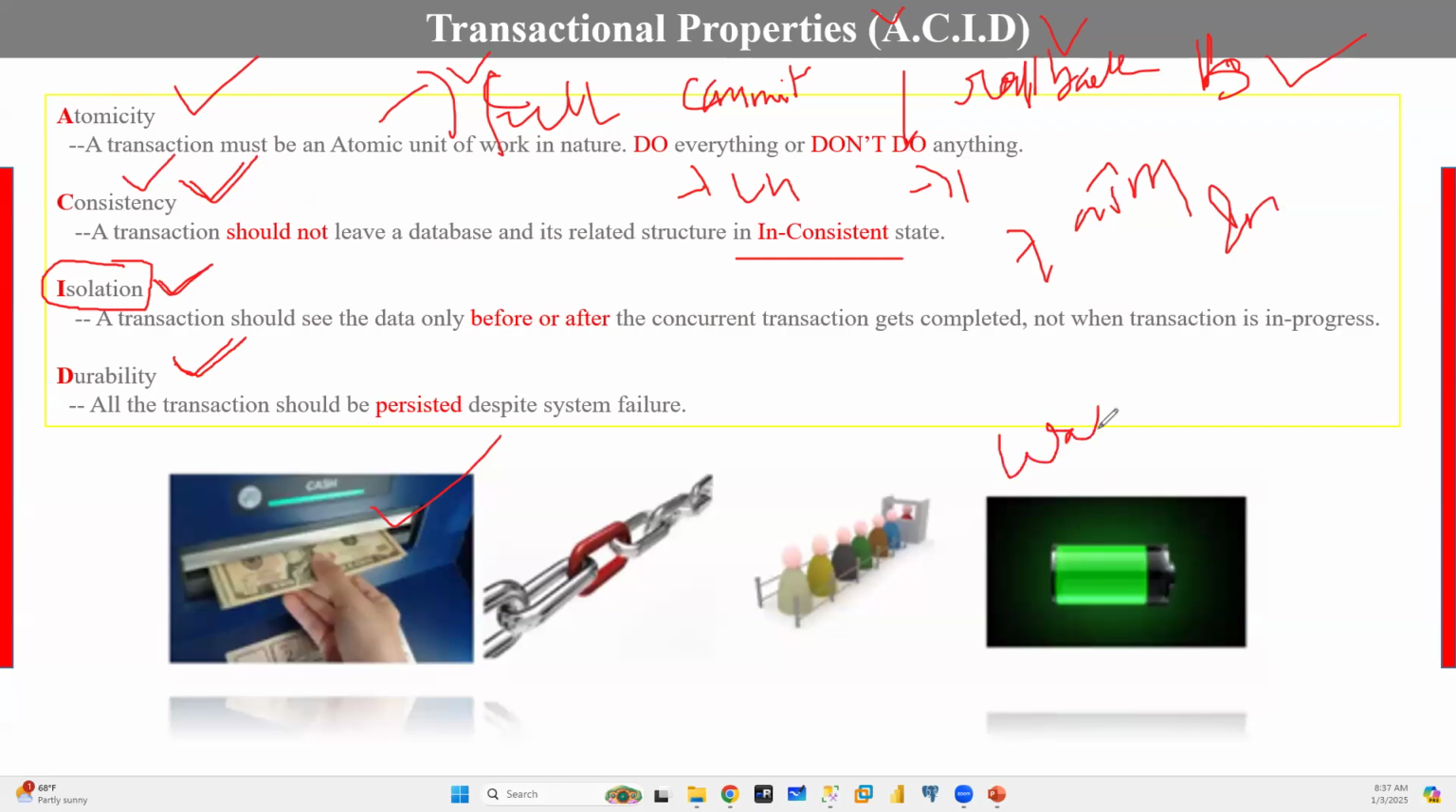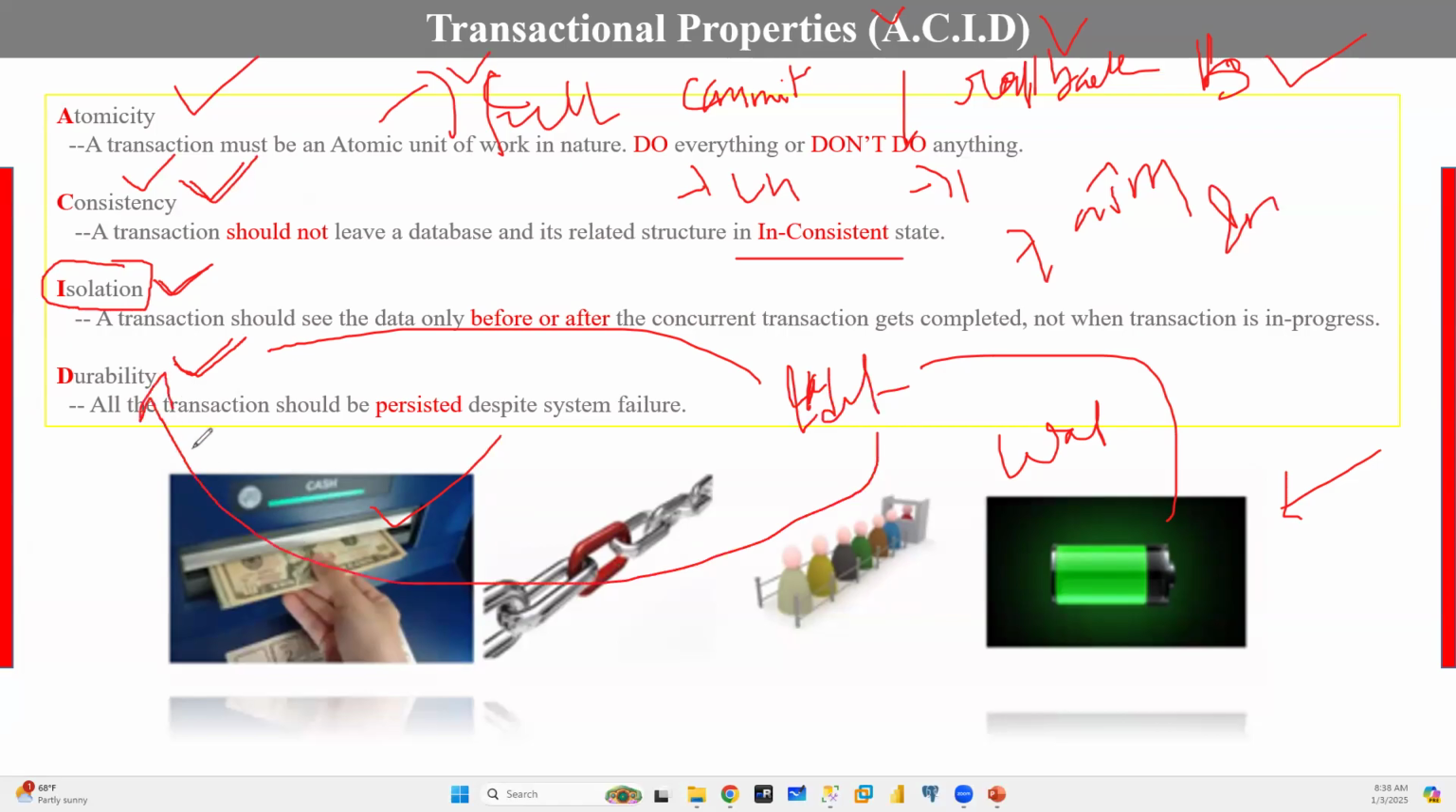What is the WAL concept? I told you, right. What is a WAL? Whatever changes you perform, all the changes are moving to the log file. Why? To protect the durability. All the transactions you perform move to the LDF file, the log file, to protect the durability, one of the ACID properties.